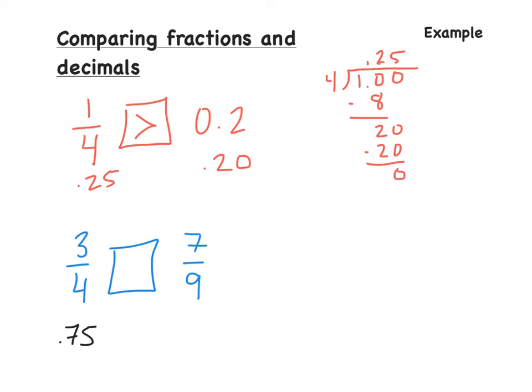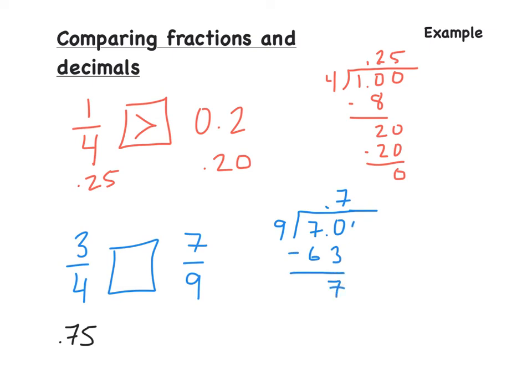Now let's look at 7/9. Let's make our house. 7 goes on the inside, 9 goes on the outside. How many times does 9 go into 7? It doesn't, so add a 0. How many times does 9 go into 70? That is 7 times. So 9 times 7 is 63. Subtract those. That's 7.